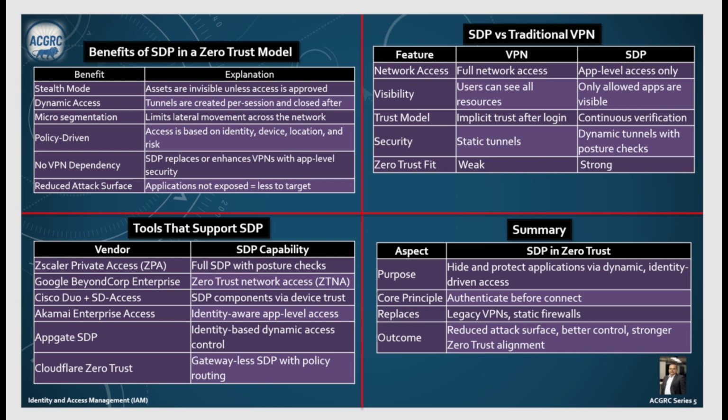In summary, the purpose of SDP in zero trust is to hide and protect applications via dynamic identity driven access. Its core principle is authenticate before connect. It replaces the legacy VPNs and static firewalls. The outcome: you have a reduced attack surface, better control, and stronger zero trust alignment.